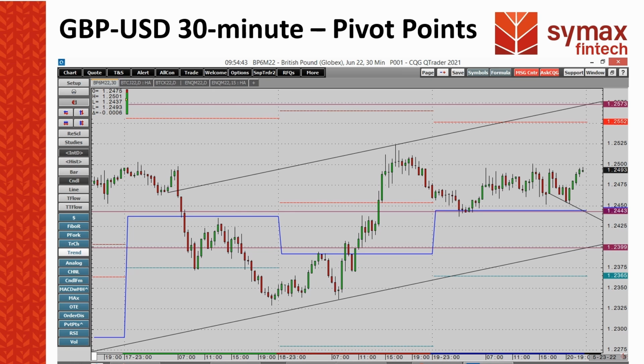This is with the pivot point, so the pound pretty much spent Friday above the pivot level. It was steady. It didn't really take off. It didn't even try and test R1, but it was a steady close.